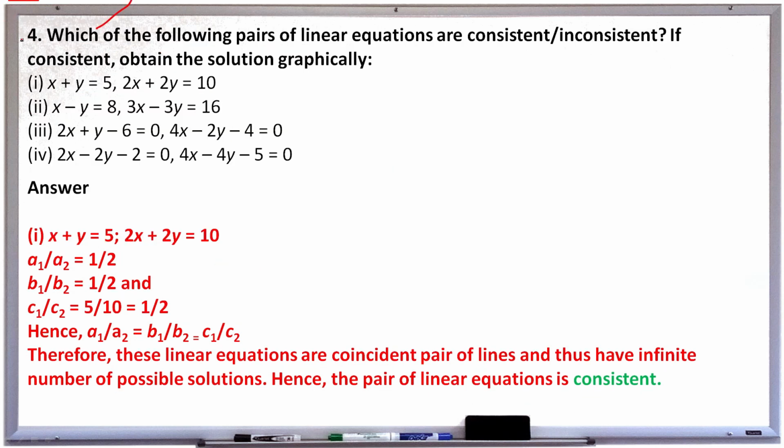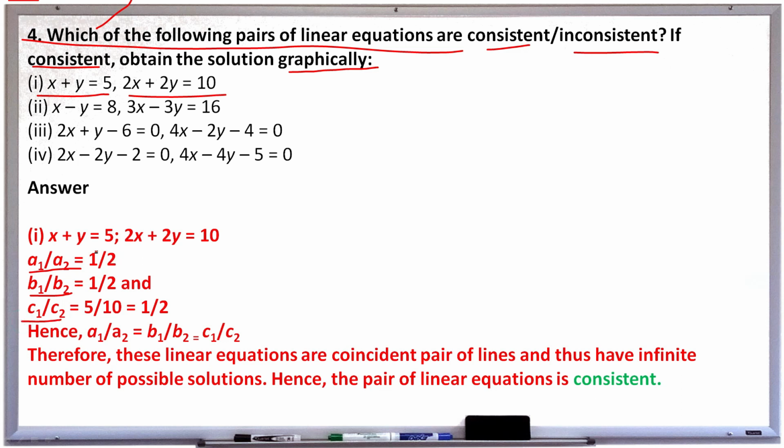Question number 4, which of the following pair of linear equations are consistent or inconsistent? If consistent, then you find the solution graphically. If it is inconsistent, no need to draw the graph. Question number 1, x plus y is equal to 5. Another equation, 2x plus 2y is equal to 10. Let us compare these two equations with a1 by a2, b1 by b2, c1 by c2, which we did in the previous exercise.